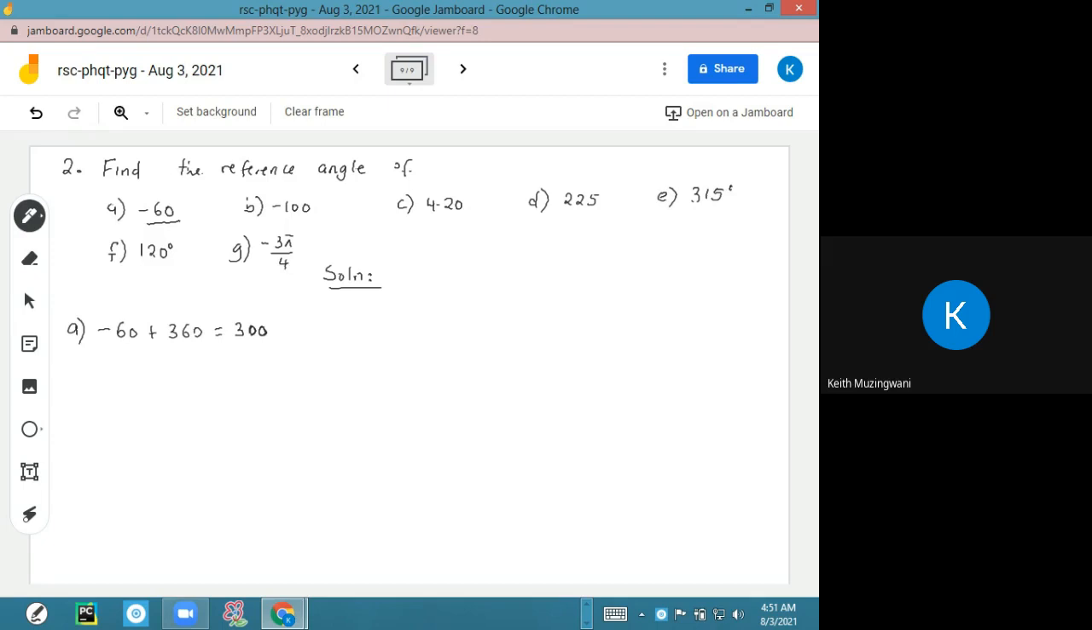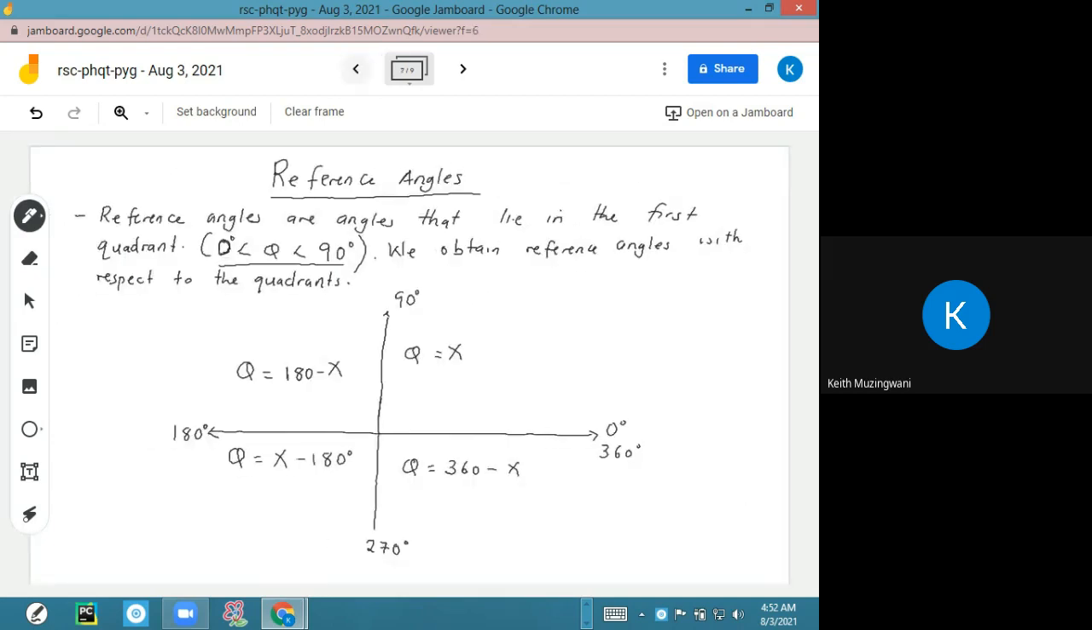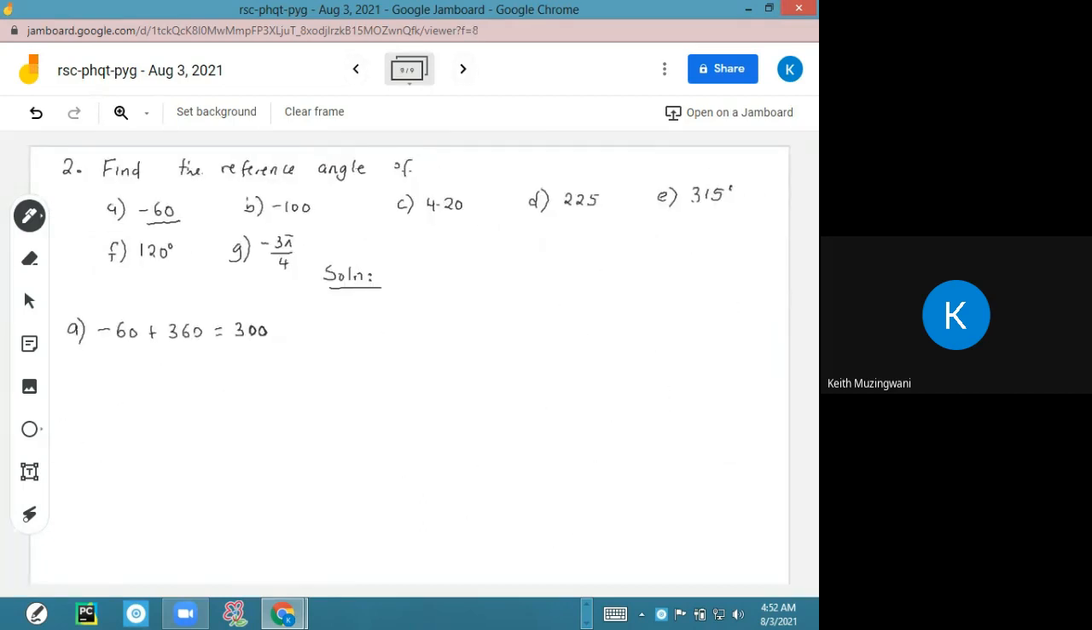We get a coterminal angle that is between 0 and 360. Now 300 and negative 60 behave in the same way since they have the same properties. This means that the reference angle of negative 60 is also the reference angle of 300. Now 300 lies in the fourth quadrant. And how do we get reference angles in the fourth quadrant? We subtract from 360. So theta, the reference angle, is going to be 360 minus 300, giving us 60 degrees.